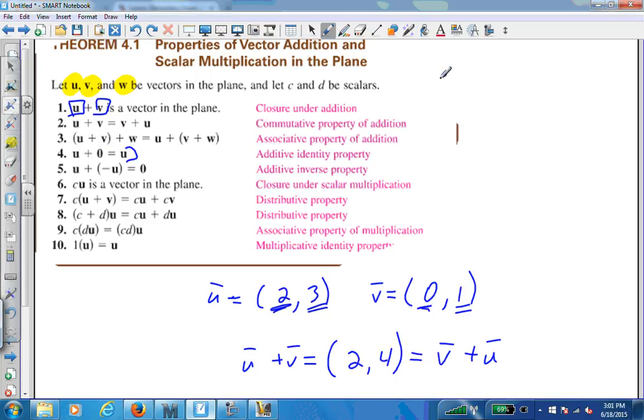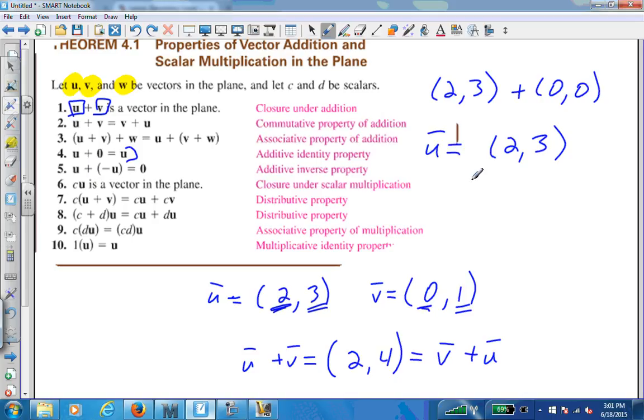When we see this one, that stands for the zero vector. So if I'm adding 2, 3 to the zero vector, that's basically the vector 0, 0. So if I add 0 to anything, I get what I started with. This says that there's an inverse, so if u is 2, 3, then the additive inverse, the opposite of that, would be -2, -3. Basically, -1 times vector u, -1 times each component.